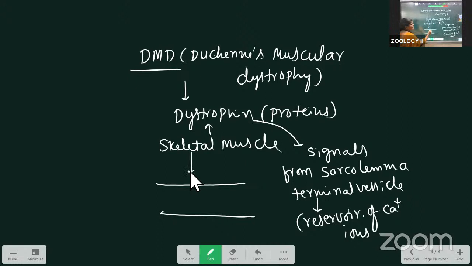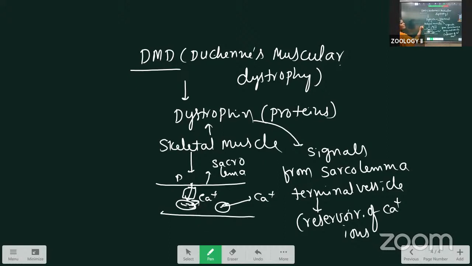Here, a number of terminal vesicles are there. These terminal vesicles store the calcium ions. The dystrophin protein gives the signals to the terminals to release the calcium ions. When the dystrophin protein is absent, the signals from the sarcolemma do not reach the terminal vesicles. They fail to release the calcium ions.